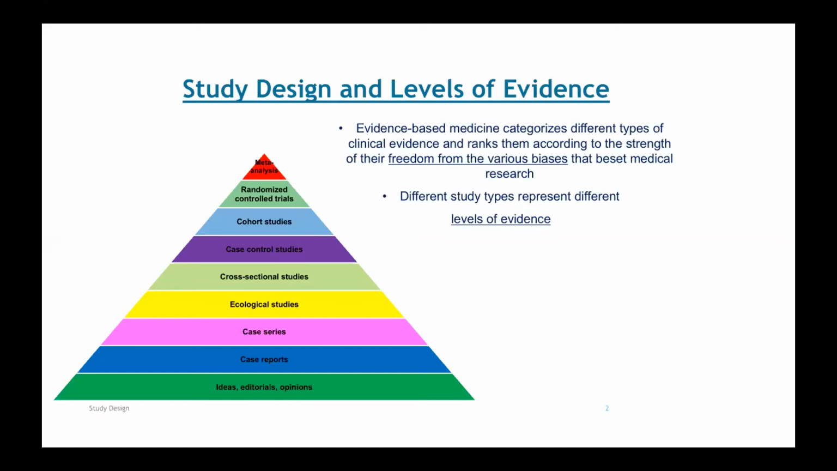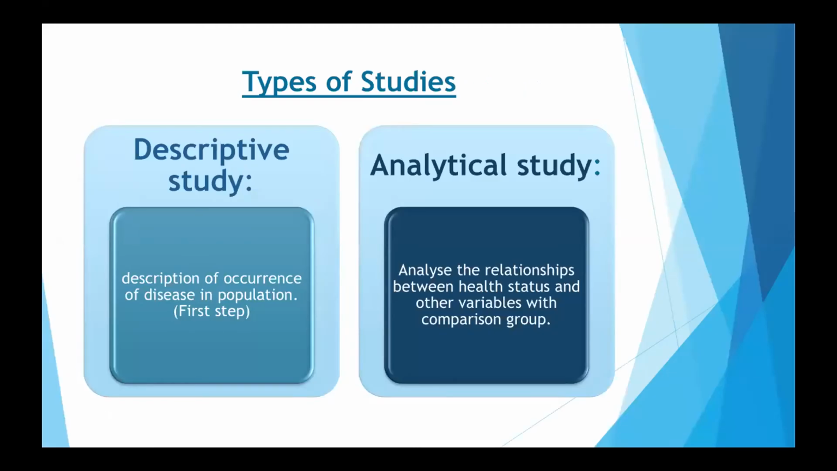لو لاحظتوا هنا الكلينيكال ايفيدنس والرانك according to the strength of their freedom from various biases that best medical research. وفي نفس الوقت different study types represent different level of evidence. بنلاقي تحت ideas والeditorial opinion والopinions of experts، وبعدها it's followed by case reports وcase series، ecological studies، cross-sectional studies، case control studies، cohort study، randomized control studies، و at the tip of the mountain بنلاقي إيش، meta analysis. طيب نتكلم سريع على type of studies اللي هي in general.